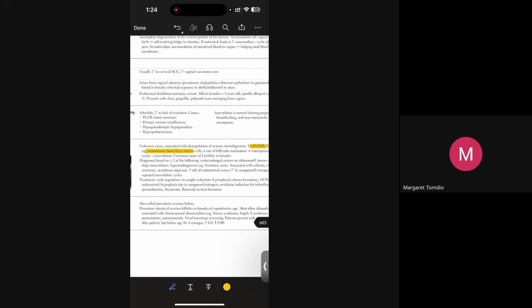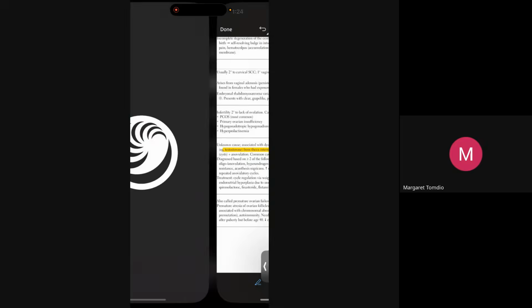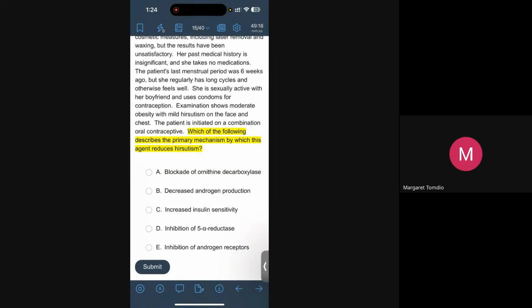OCPs prevent endometrial hyperplasia due to unopposed estrogen. Option D, inhibition of 5-alpha reductase, is the function of which drug? It is used in the treatment of BPH. It is the function of finasteride. An androgen receptor antagonist is spironolactone.